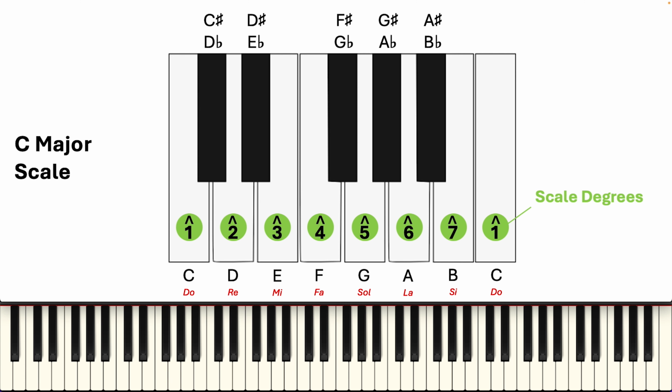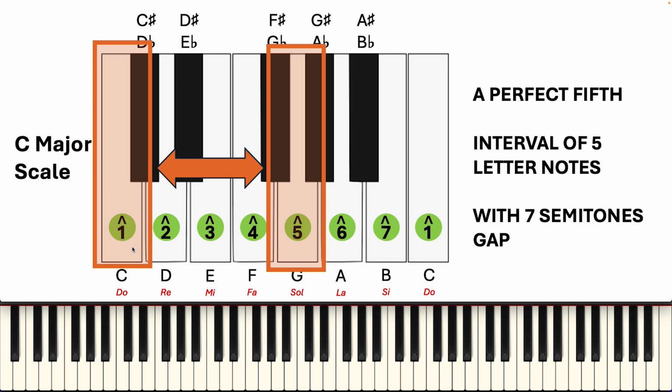So here you remember the C major scale, and we have the scale degrees from 1 till 7. Let's assume we are starting from C. The 5-letter note distance would be G, so we have C, D, E, F, G, that's 5. And the number of semitones from C is 1, 2, 3, 4, 5, 6, 7. So that's a perfect fifth.